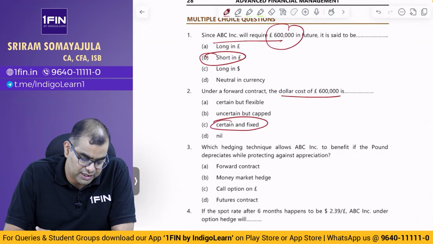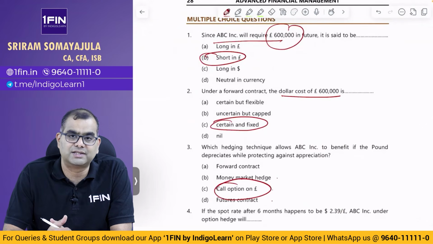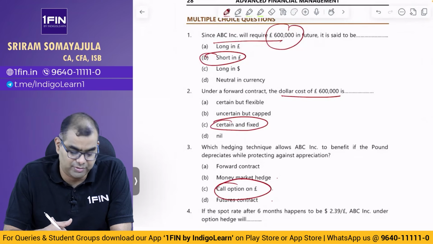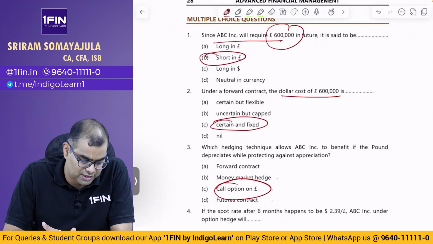Which hedging technique allows ABC to benefit if the pound depreciates while protecting against appreciation? Is it a forward, money market, call option, or futures? It is an option. Option only protects you on one side, whereas both forward and futures will hit you on either side. You may get a profit also, you may get a loss also. Money market hedge is, again, equivalent to a forward hedge, so that doesn't work out.